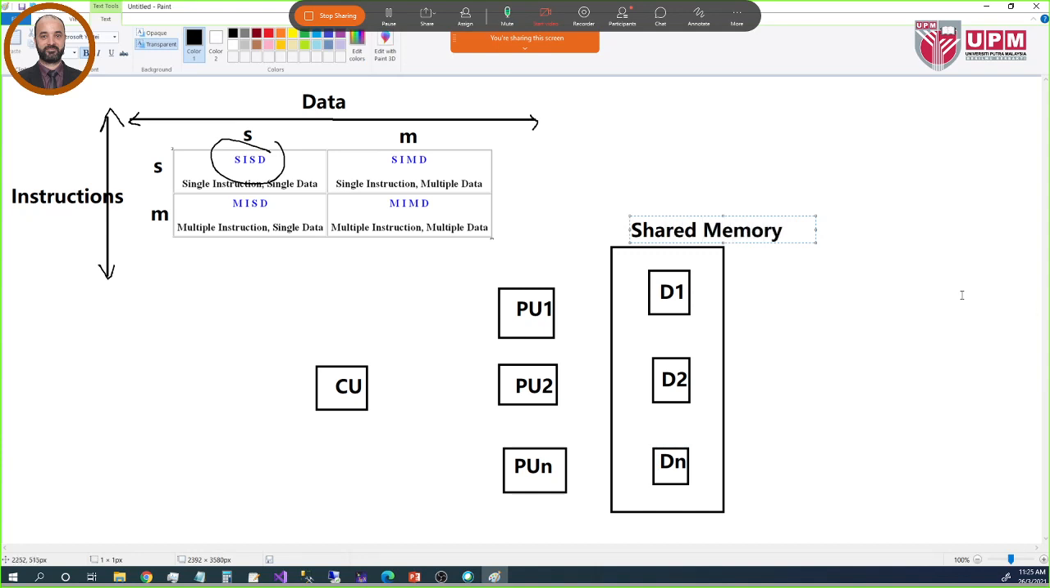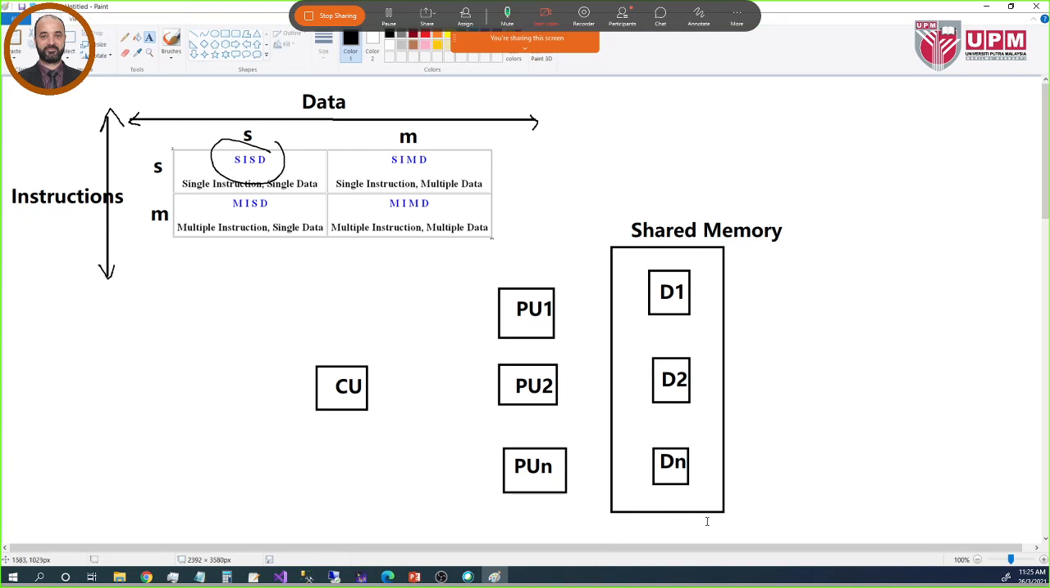Okay, so here the sequence of the flow is always from the memory to the control unit. Why? Because the control unit is the starting point of any type of execution. So the data is going to be called from the memory by the control unit. Then that data is going to be passed.